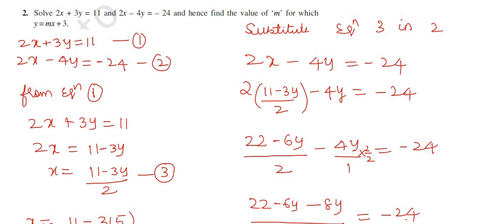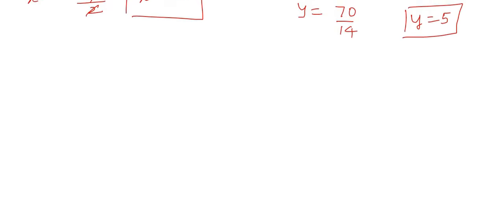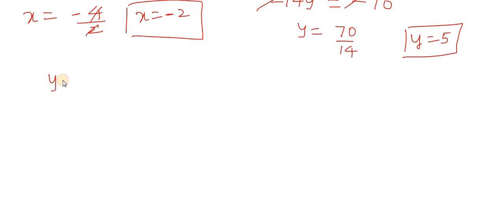I hope all of you understood. Now what we need to do is find the value of m. How to find the value of m? We need to substitute the values of x and y in y = mx + 3. Let's see what we get. We know that y = mx + 3. Now substitute the values of x and y: 5 = m into (-2) + 3.